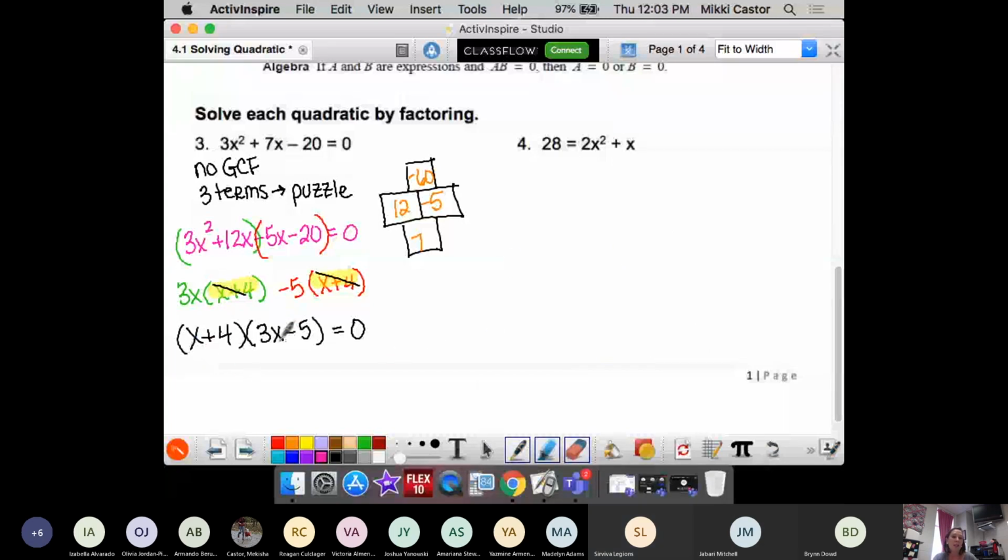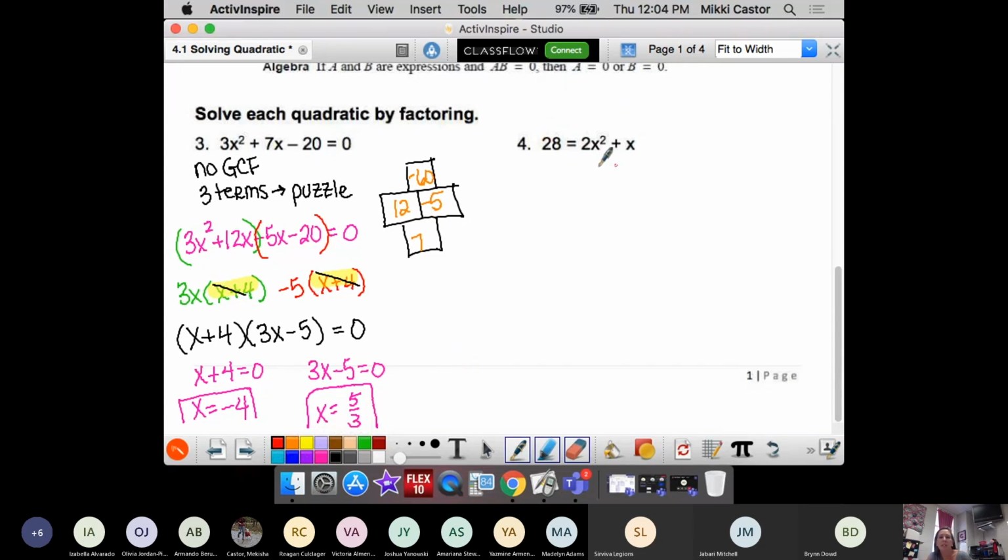Okay, so now we have our two factors. We set each factor equal to 0. So x plus 4 equals 0, 3x minus 5 equals 0. So x would equal negative 4 if I subtract my 4 over. Over here, I would add my 5 over, and then divide by my 3. So x would equal 5/3. All right, what questions do I have on that one?